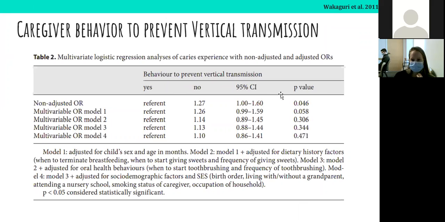Their initial evaluation showed that there was a significant difference between people who actively tried to avoid sharing utensils compared to those that didn't. However, when they controlled for confounders like age and sex, dietary factors, oral hygiene practices like toothbrushing, and socioeconomic status factors, these differences were eliminated. They didn't see any continuing significance.